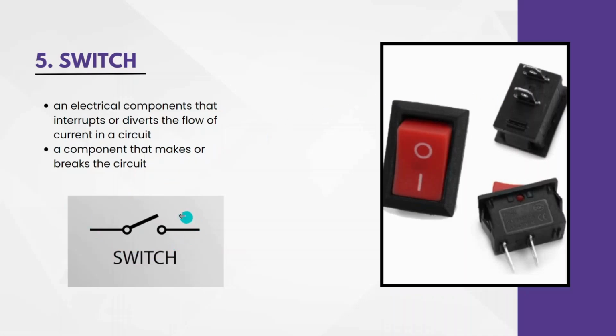This is a symbol of a switch. Currently, this is an open circuit or the switch is off. To indicate that the path is closed, we will draw a straight line here, instead of this slant line, which means that there is a switch and that switch is closed.